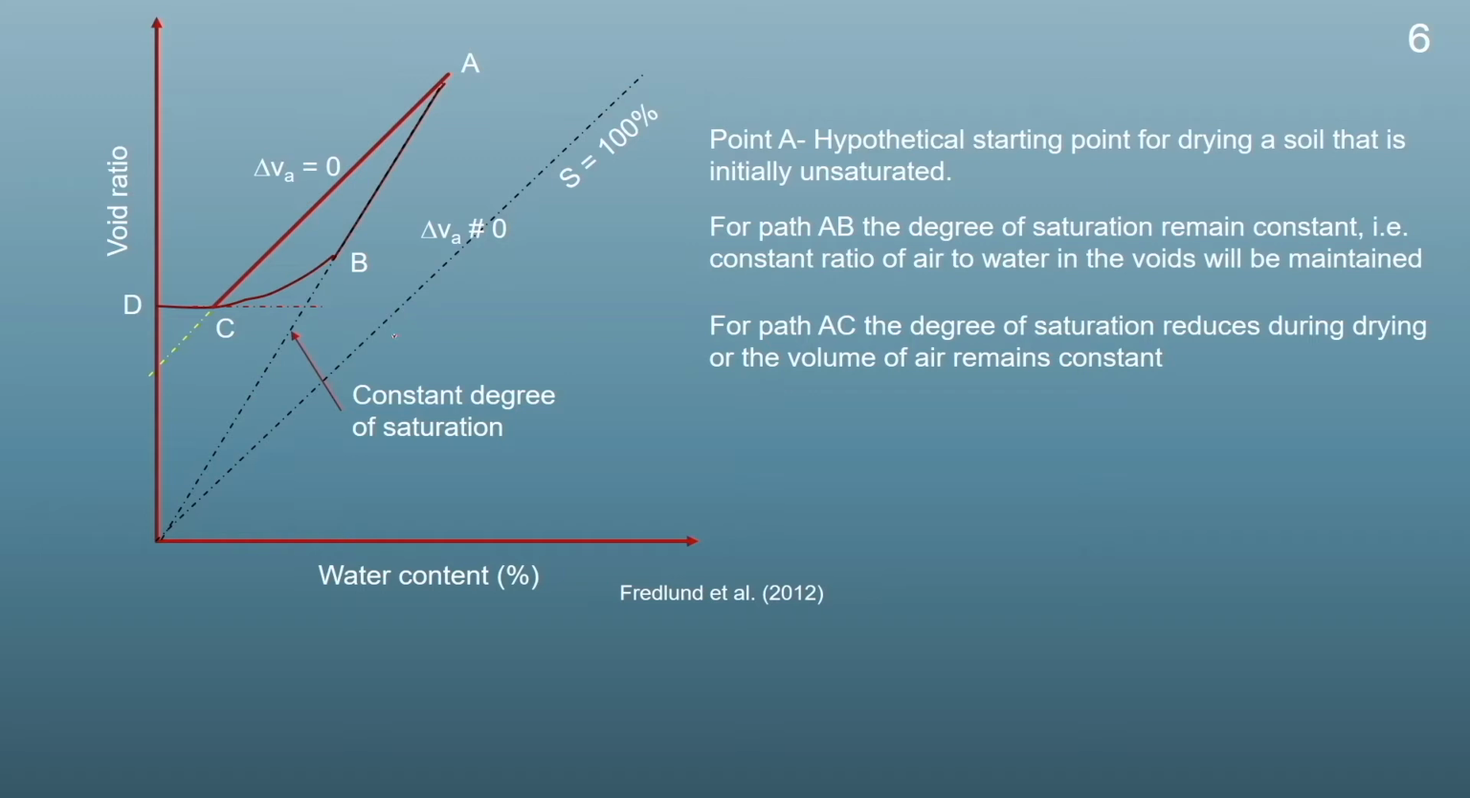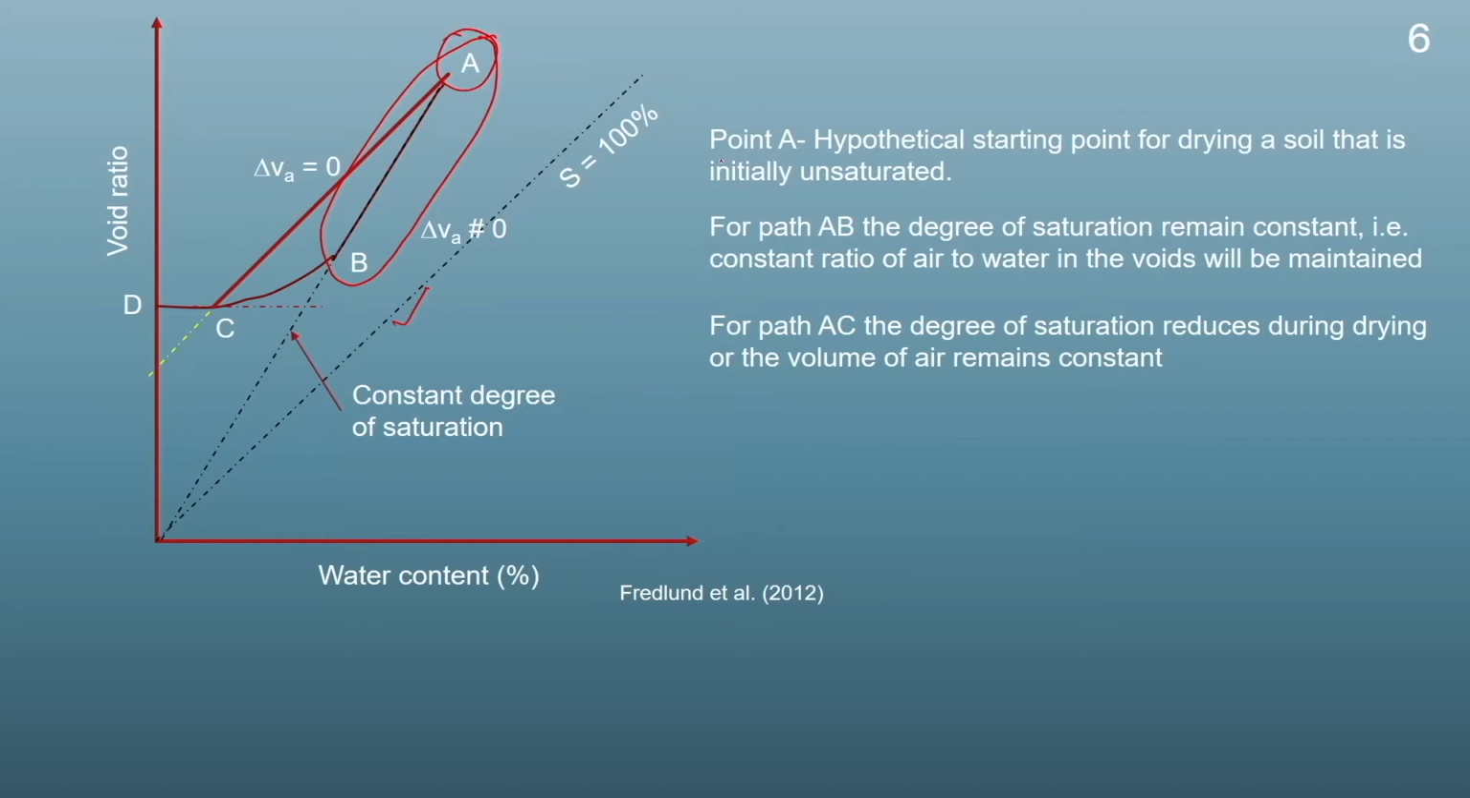So here we can see this is the 100% saturation line, and if we dry the soil sample keeping the degree of saturation constant, we will get a line AB. Keeping the degree of saturation constant means whatever water has been removed, the same amount of air will replace it.